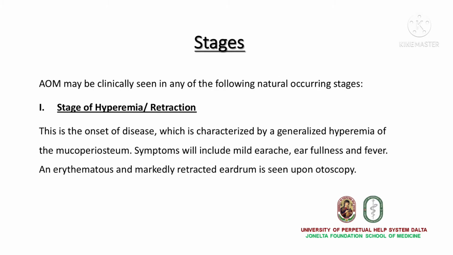After etiology, now we will talk about the stages of acute otitis media. A patient clinically can be seen in any of the stages that we are going to discuss now. The first stage of acute otitis media is the stage of hyperemia, or retraction. This is basically the onset of the disease and it is characterized by generalized hyperemia of the mucoperiosteum. We know that the tympanic cavity, that is the middle ear cavity, is covered by mucous membrane, and the patient might have symptoms like mild earache, ear fullness and fever.